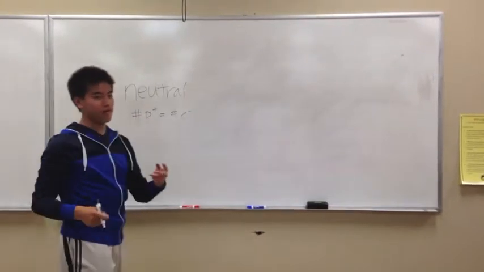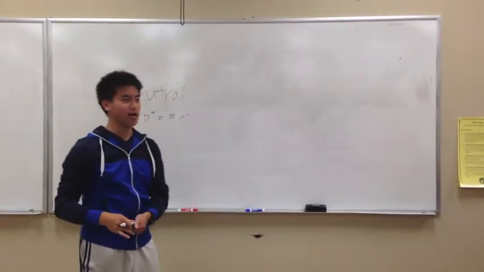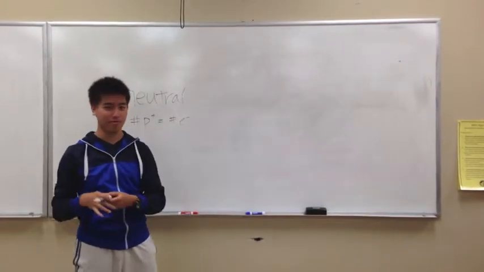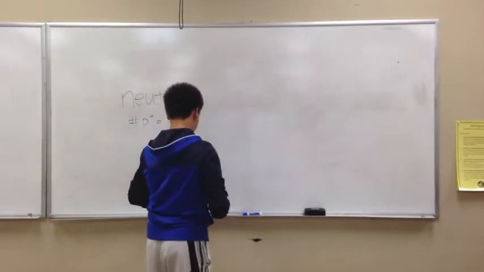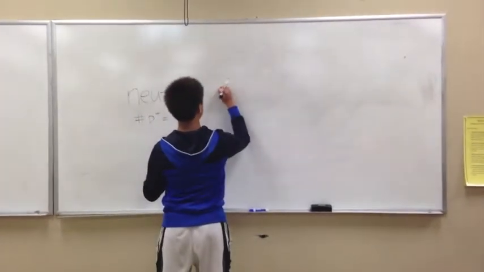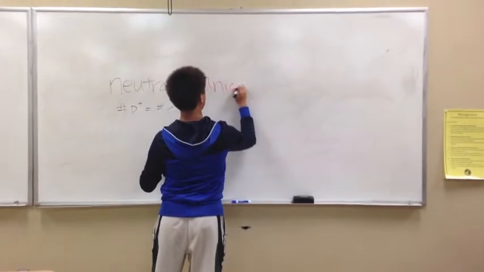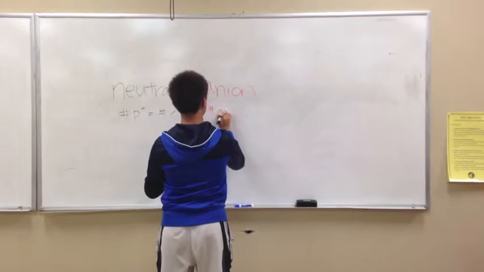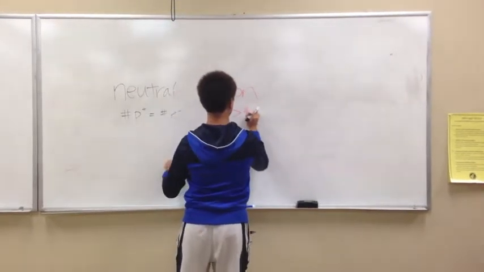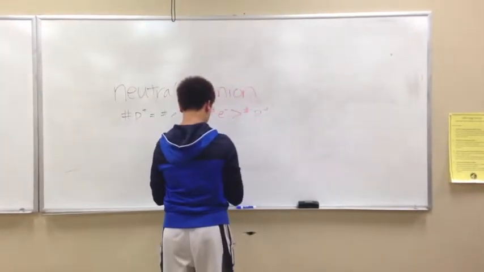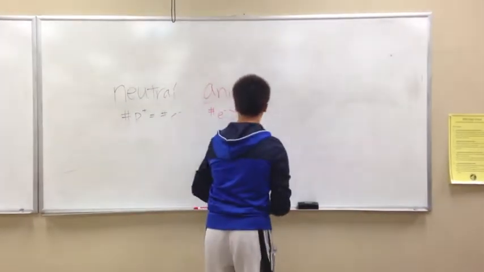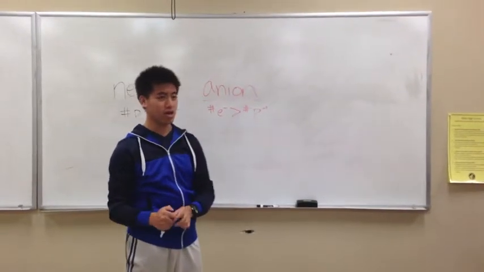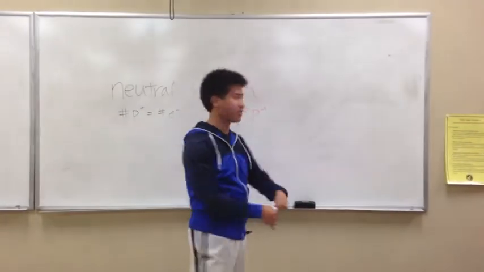And the second form of an atom is an anion, when the number of electrons is greater than the number of protons. And the third form is a cation, when the number of protons is greater than the number of electrons.